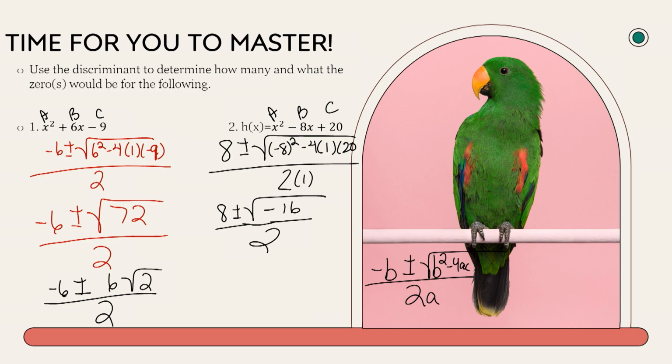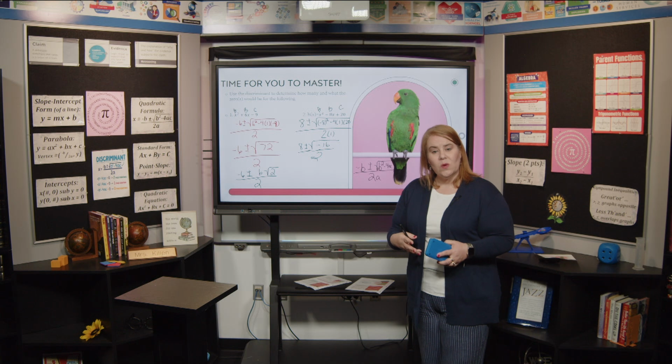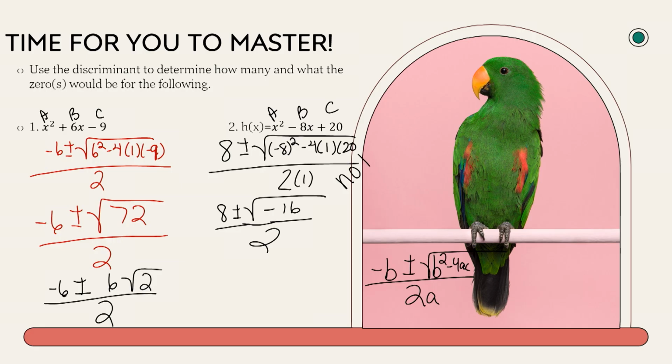Well, what do I know happens when my discriminant is a negative or it's less than 0? I don't have any roots. So this has no real solutions. Good job, guys.